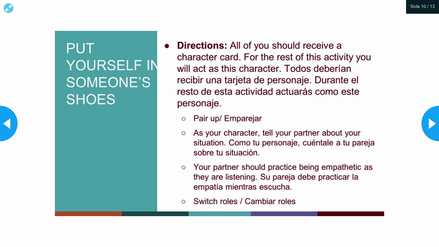Put yourself in someone else's shoes. This activity involves character cards, and I'll get into that shortly. All of you should have received a character card. For the rest of this activity, you will act as this character. You're going to pair up. Each person will receive a character. Either they're existing characters, or you will create them.